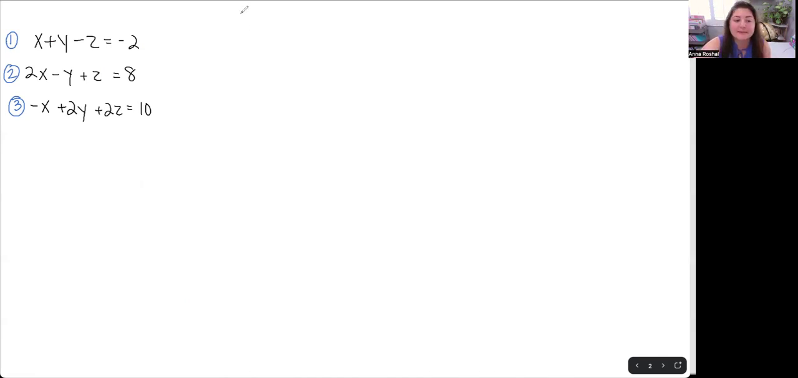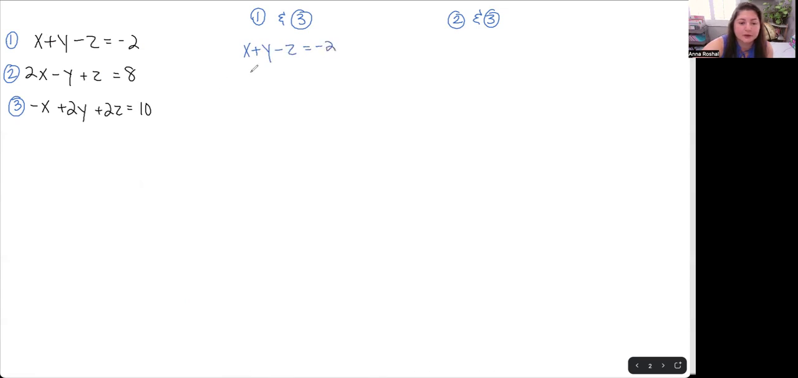So let's say I'm going to choose x. I'm going to choose the first and the third equation to eliminate my x first, and then I'm going to choose the second and third equation to eliminate my x again. Okay, so let's rewrite my first and third.